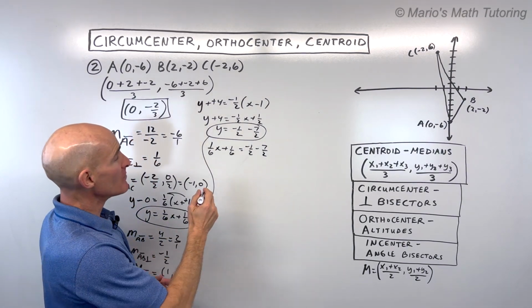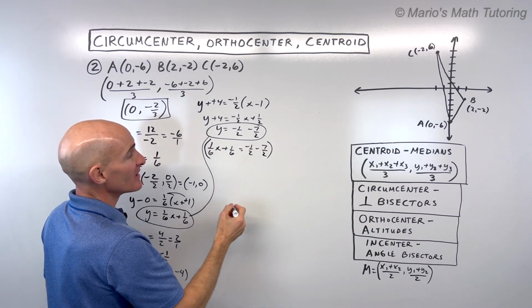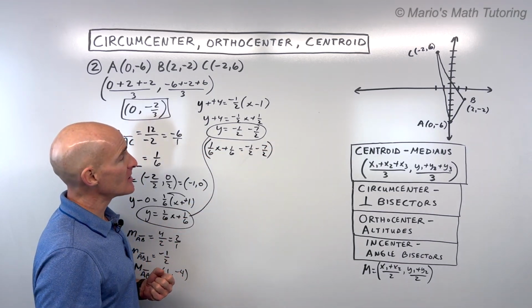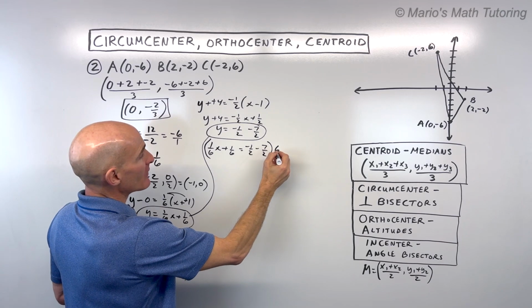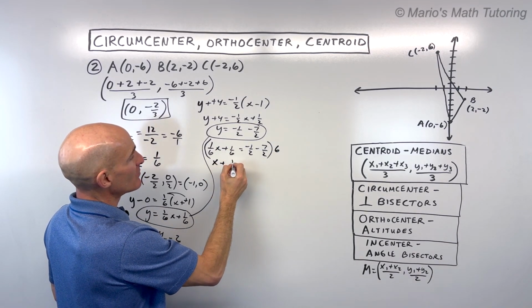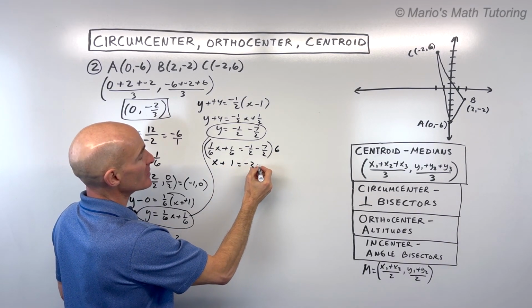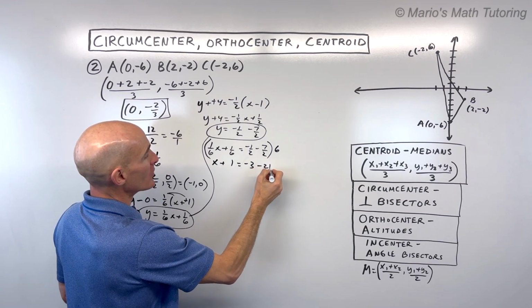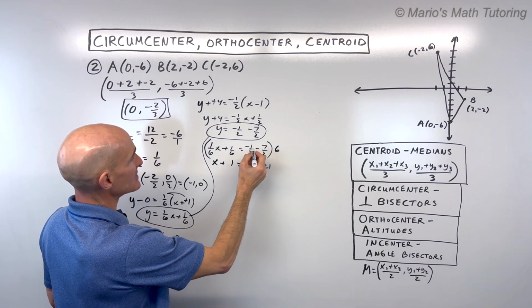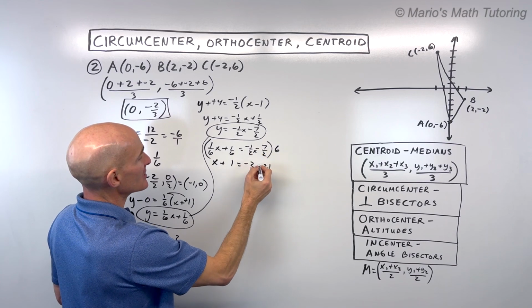If you don't, you might have made a little bit of an arithmetic error, which it's easy to do. You can see all the calculations. Let's clear the denominators. Let's multiply everything by 6. So that's going to give us x plus 1 equals negative 3 minus 21. Negative 3x. I lost my x here. Okay, thanks for pointing that out.